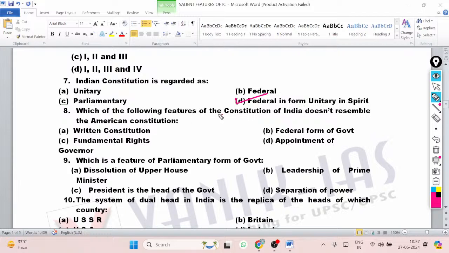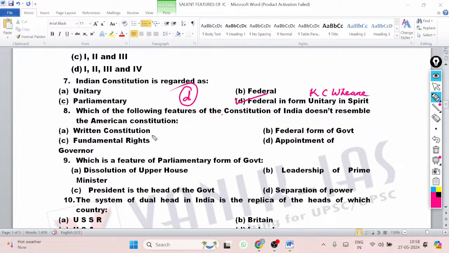As I told you, the unitary nature exists because control in the hands of the central government is essential for certain factors. National decisions at the national level are required. For this reason, the constitution makers did not provide for a classical federal system in line with the American system. Rather, they preferred a mixture of both federation and unitary government. There are certain compelling reasons for that. When K.C. Wheare rightly described India as federal in form, unitary in spirit. Okay, so the answer is D, 7.